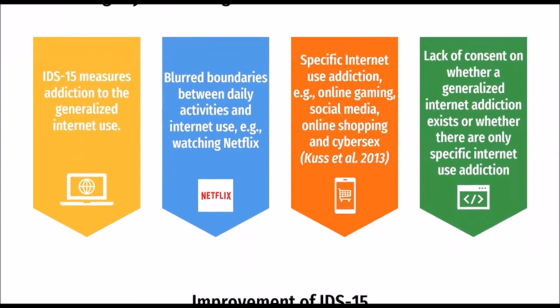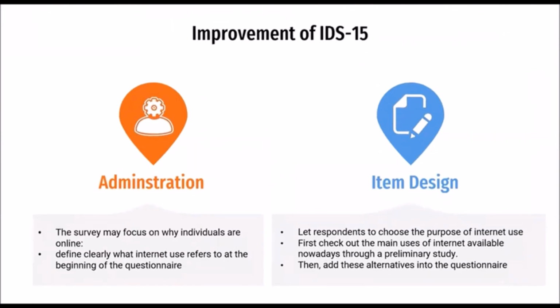In this slide, we have the following suggestions for improvement in our survey. At the start of the questionnaire, we can define clearly what internet use is, with certain restrictions. Alternatively, we can carry out preliminary studies to identify the main uses of the internet available to date, and let the respondents select the corresponding type before they answer the questionnaire. This can avoid overgeneralization and ambiguity in measuring internet addiction.